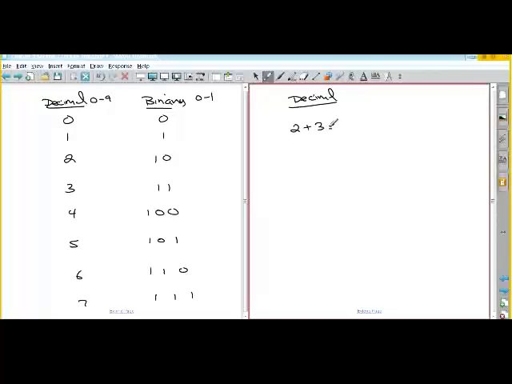If I wanted to do 2 plus 3, we know the answer because we memorized it, it's 5, right? If you look at it from a binary perspective, what we would do is write down the binary equivalent of 2 and add the binary equivalent of 3, and we get some number like that. Now, we're going to do it in column form. So we're going to have 1, 0, plus 1, 1.